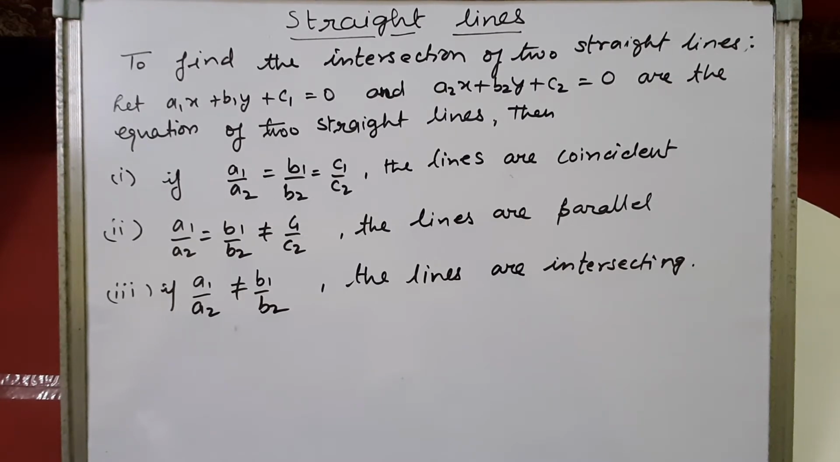They are lying one above the other. And if a1 upon a2 equals b1 upon b2 and not equal to c1 upon c2, then the lines are parallel to each other. And if a1 upon a2 is not equal to b1 upon b2, then the lines are intersecting lines, or we can say the lines have a unique solution. In the parallel case we'll find no solutions, and in the first condition we'll find infinitely many solutions. Please note down.